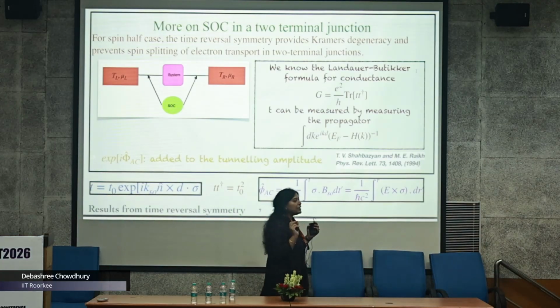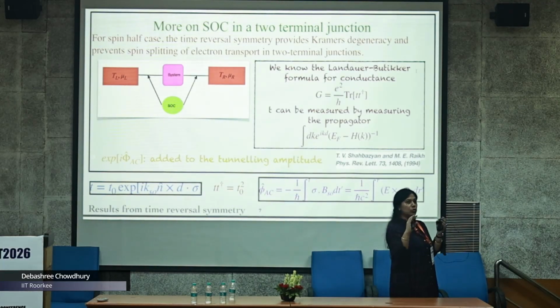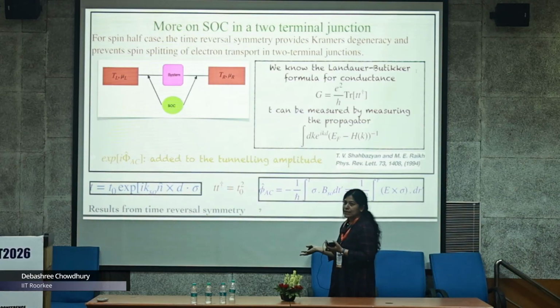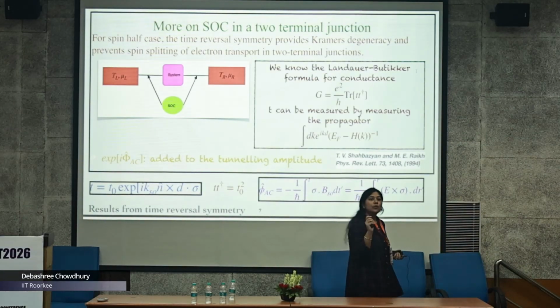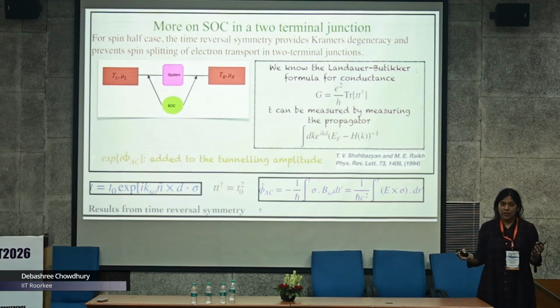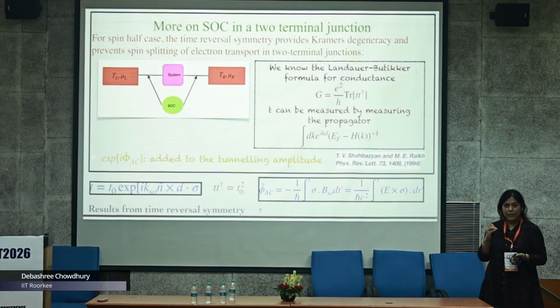So when you apply some spin-orbit coupling to a two-terminal junction, you always want to have some spin polarization at the output. So the question is whether one can have the spin polarization in a two-terminal junction with some static spin-orbit coupling. So the answer is no.